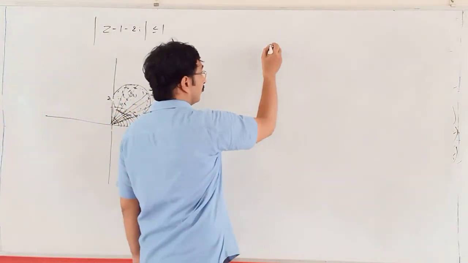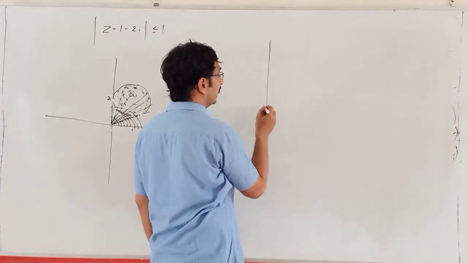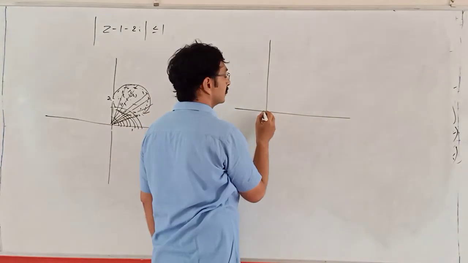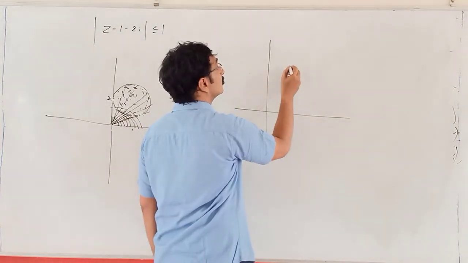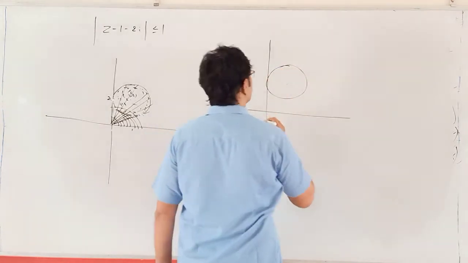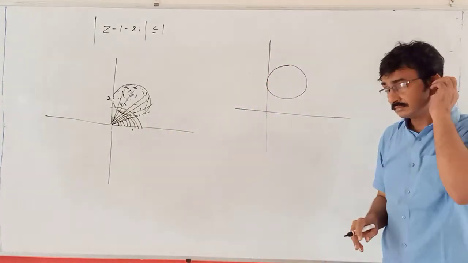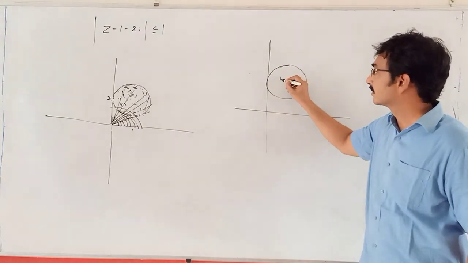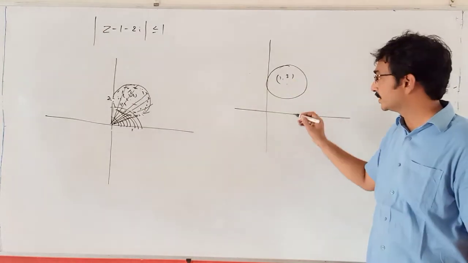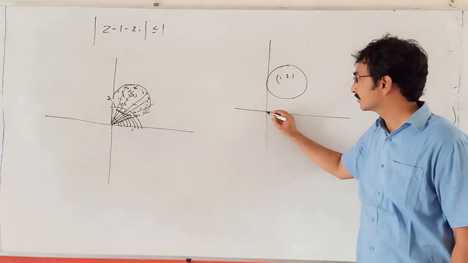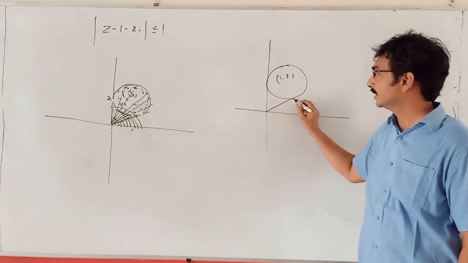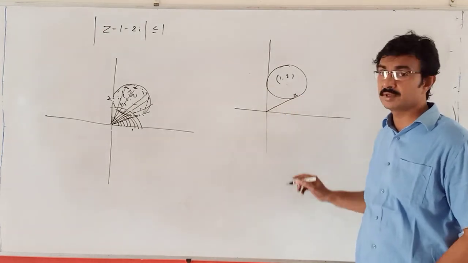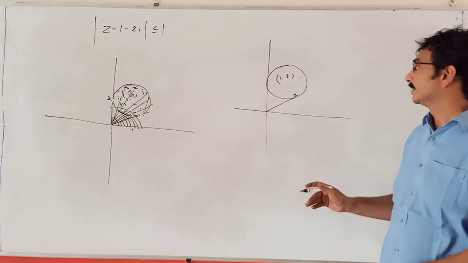See again. Required finally. Center 1, 2, radius 1, touches the y-axis. Now required is the complex number z having least amplitude. That is, this point. At this position z has the least argument. Okay? Right.